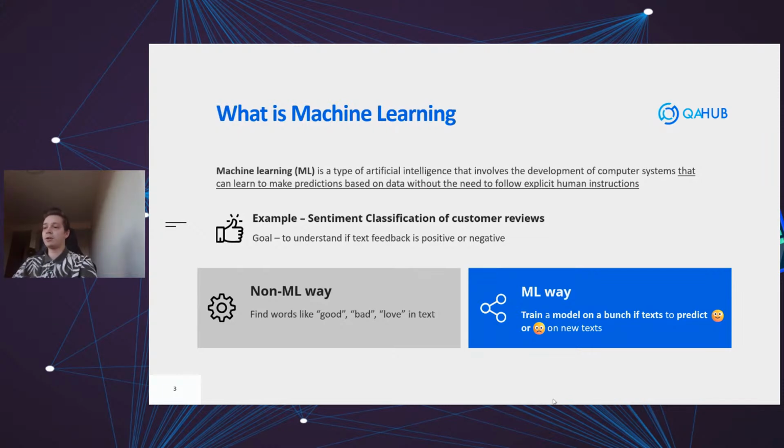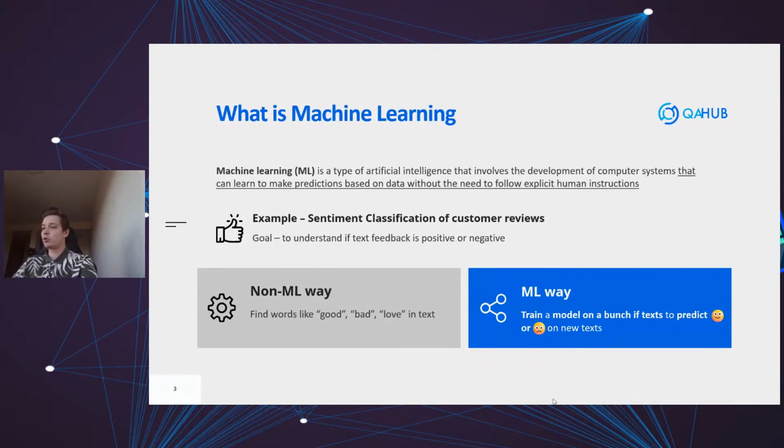And there are two ways of solving this problem, ML and non-ML. Let's take a look at a quite formal definition of ML. Machine learning is a type of artificial intelligence that involves the development of computer systems that can learn to make predictions based on data without the need to follow explicit human instructions. So, the non-ML way would be to develop a program that will simply find words like good, bad, love, and so on that could represent the sentiment of the text. And this is exactly coding explicit human instructions.